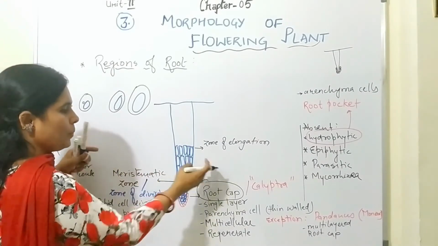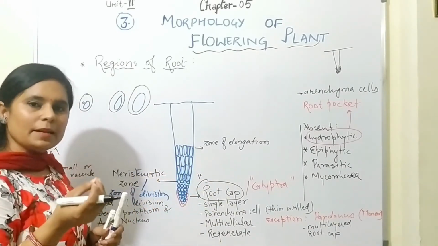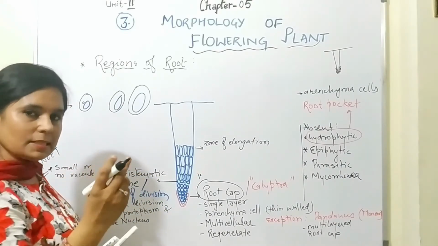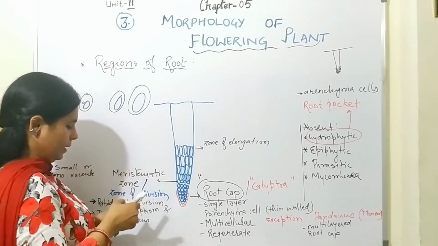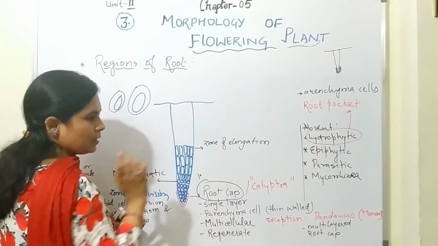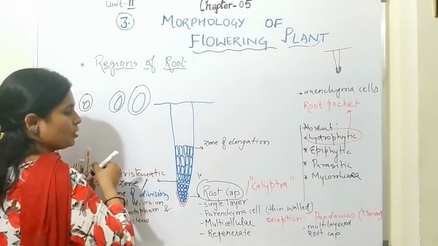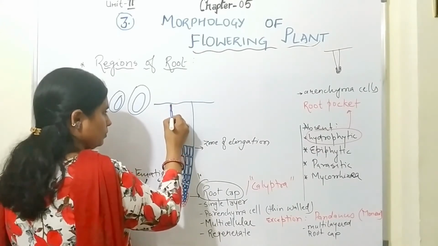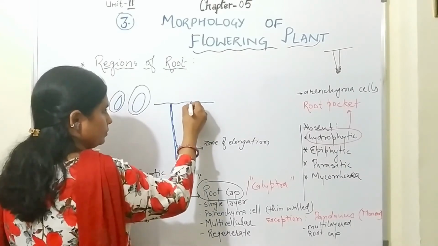So this happens in the zone of elongation. In the newly divided meristematic cells, the vacuole will keep increasing. That is why these cells will keep on increasing in length. So that is the zone of elongation. Now just above the zone of elongation, you will find the zone of maturation.